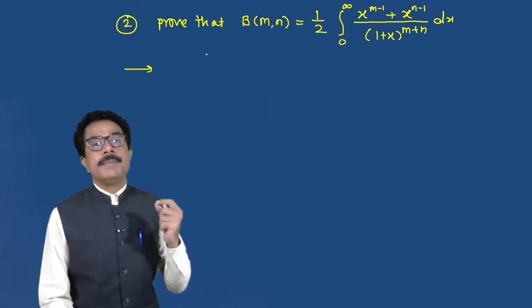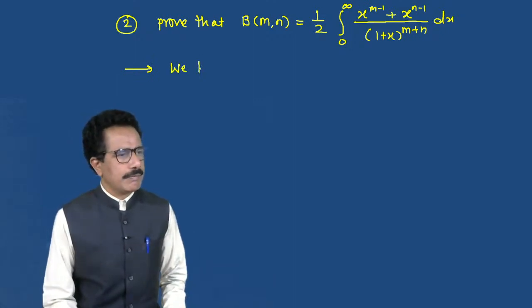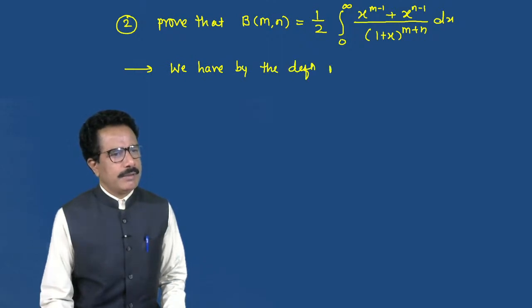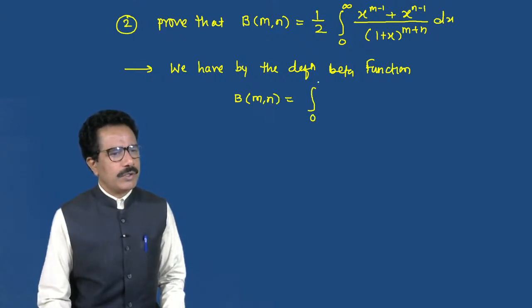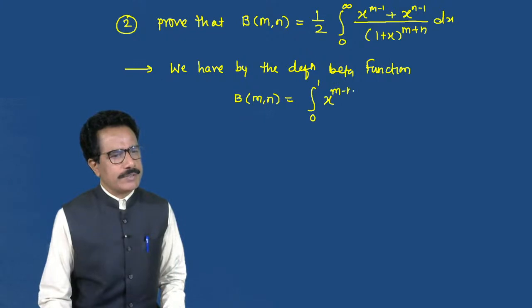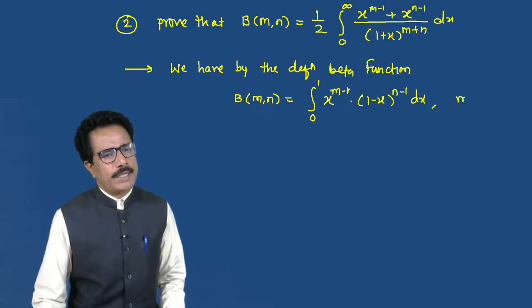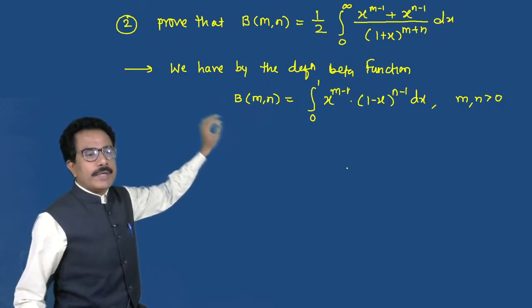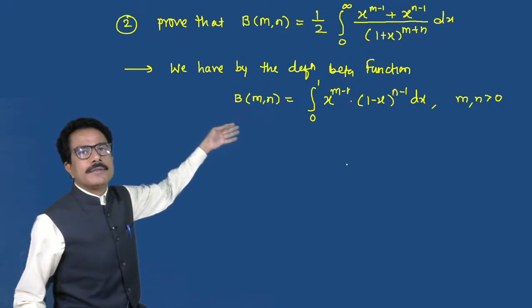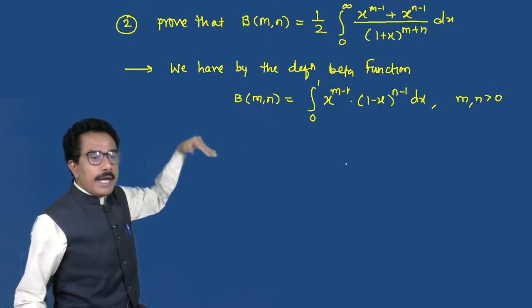Actually, we know the beta function. By the definition of the beta function, beta of m comma n is equal to the integral from 0 to 1 of x raised to m minus 1 into 1 minus x raised to n minus 1 dx, where m comma n are greater than 0. But we can transform this beta function into another form.